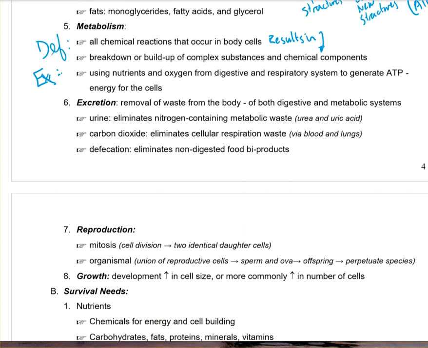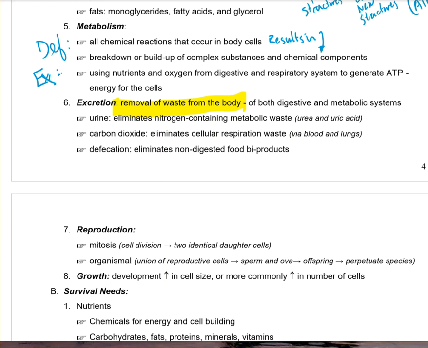Also in that term, we'll be doing excretion a lot, which is removal of waste products from the body. Okay, and there are different types. Urine eliminates nitrogen-containing metabolic waste. Carbon dioxide eliminates gas waste, the carbon dioxide gas, and then defecation eliminates non-digested food and other waste products.